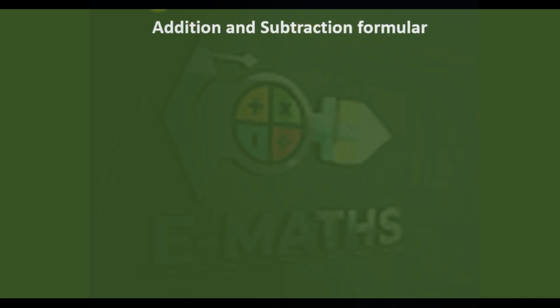Okay, today we'll be looking at the addition and subtraction formulas. We normally use these formulas if we are asked to find the sine, cosine, or tangent of non-special angles. So we have the first one, for sine.